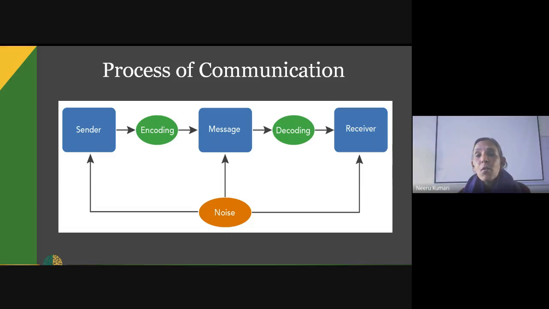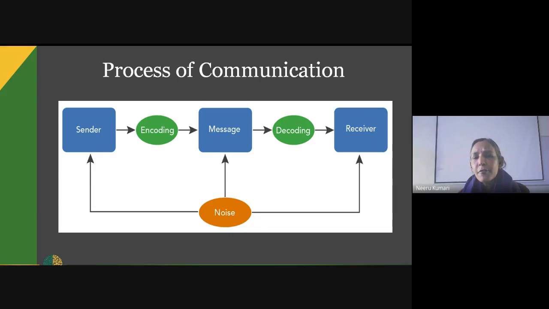Did I detail all the information in a proper way or not? Did I arrange the information in a logical manner or not? So I have to have a proper understanding of all the information that I want to communicate and convey to others. This is called encoding.